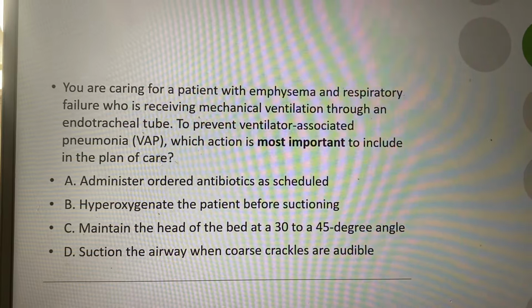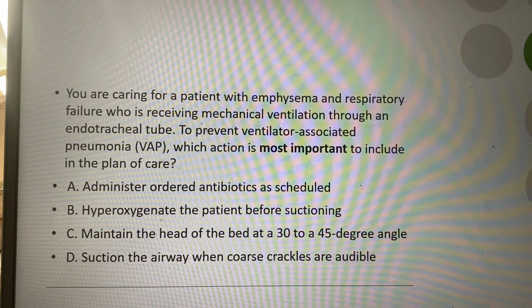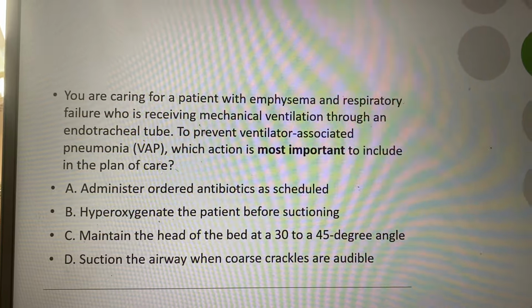So keywords: emphysema, respiratory failure, prevent ventilator-associated pneumonia, mechanical ventilation. I want to keep those, and also what's the most important of these. It doesn't mean the other ones aren't important, but which one is most important?